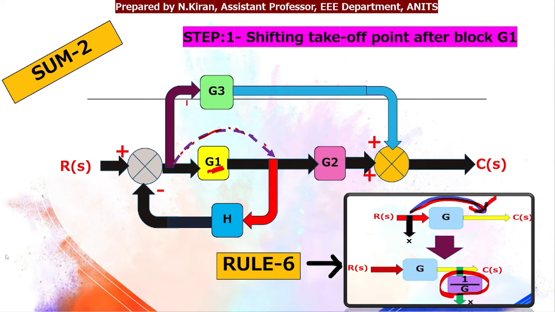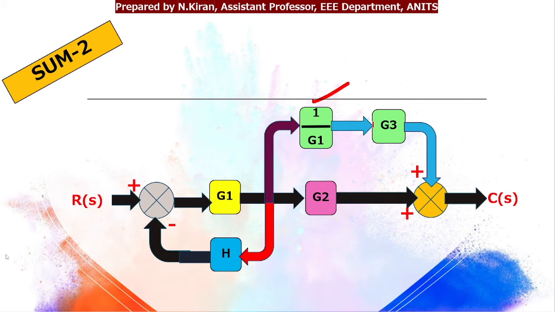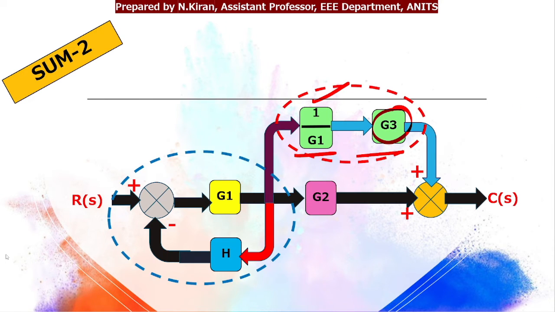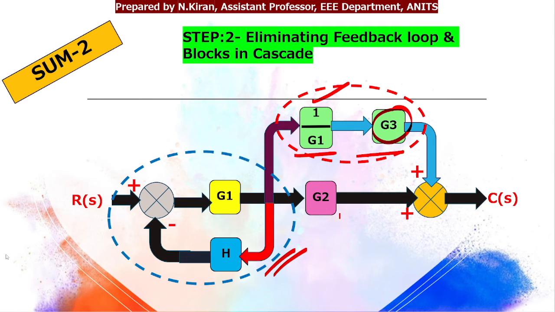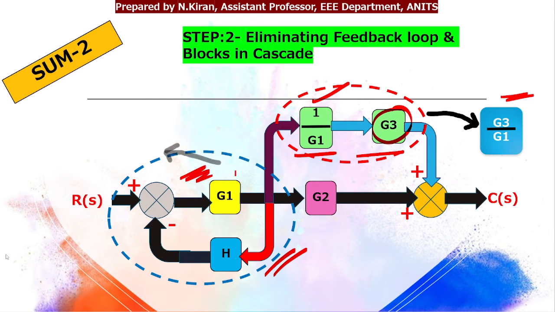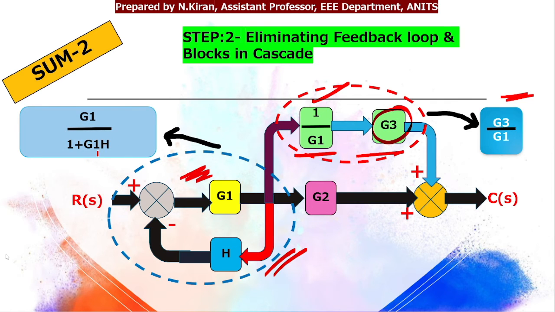Okay, so I should multiply the takeoff point. So this is the takeoff point here, isn't it? So here I need to multiply by 1 by G1. So in the takeoff point I have multiplied 1 by G1. Already G3 is there. So these two blocks will be in cascade. And this is nothing but eliminating feedback loop. I can apply more than one rule in one step. Okay. So since these two blocks are in cascade, that will give me G3 by G1. Since this is feedback elimination, that will give me the formula G1 by 1 plus G1 into H.